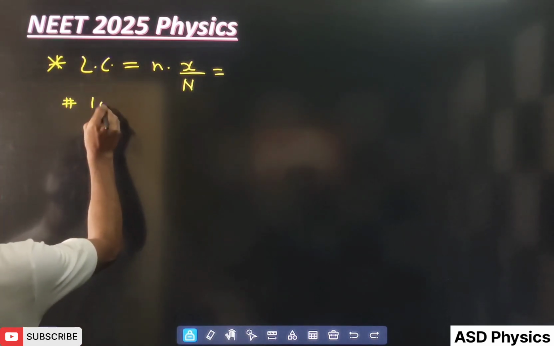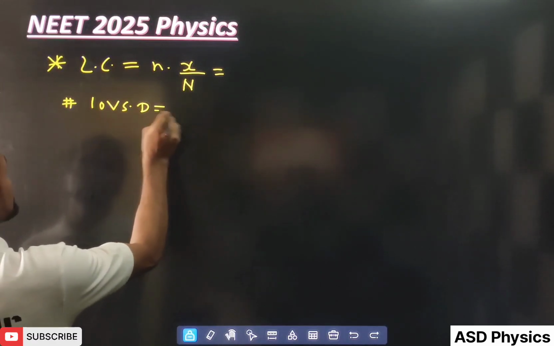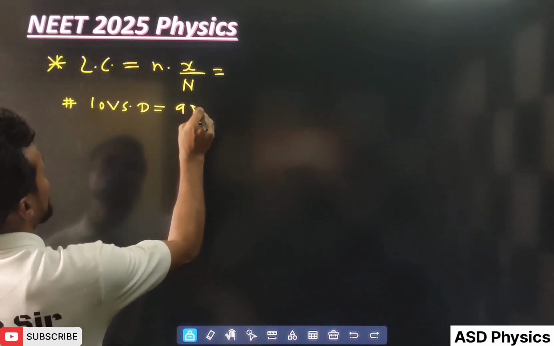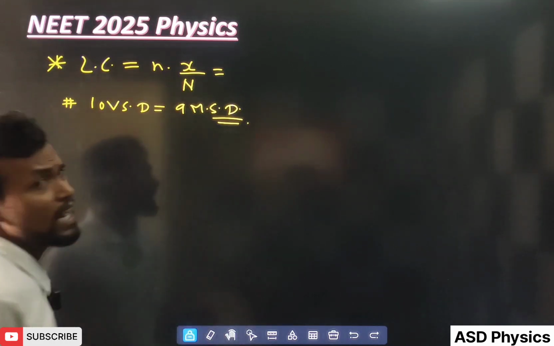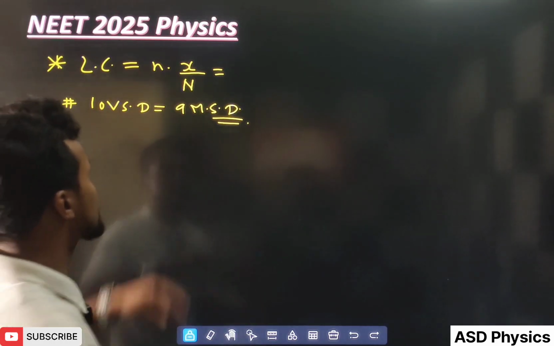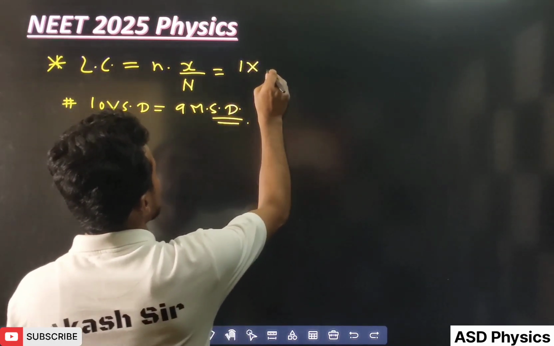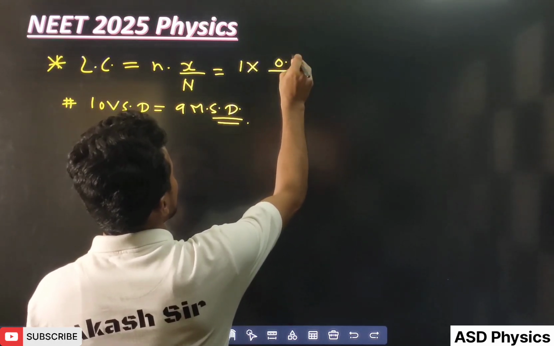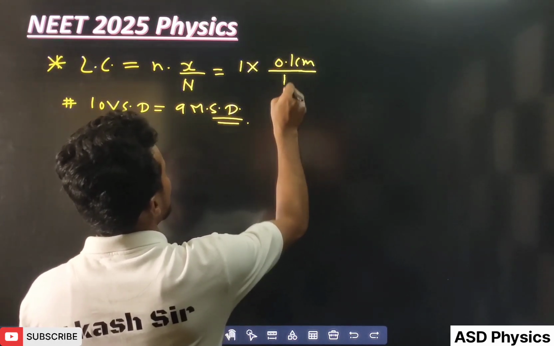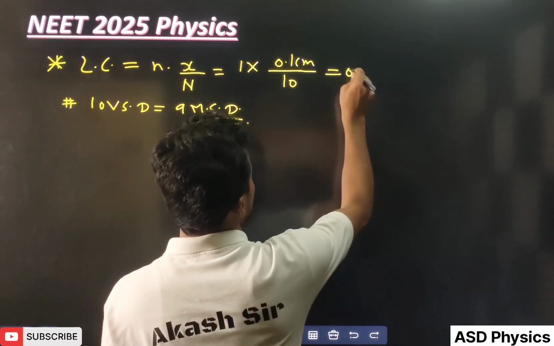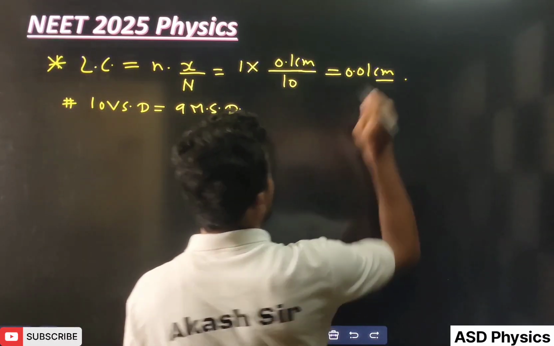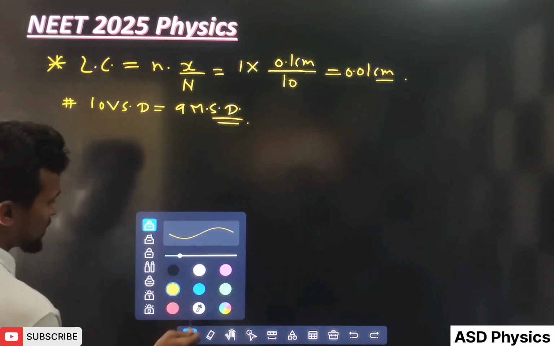They have given here 10 Vernier scale divisions equal to 9 main scale divisions. So n is always the difference: 10 minus 9, how much? 1. The length of one main scale division is given as 0.1 centimeter, and the number of divisions on the Vernier scale is 10. This is the general form, so the least count becomes 0.01 centimeter. Okay, the least count is completed.